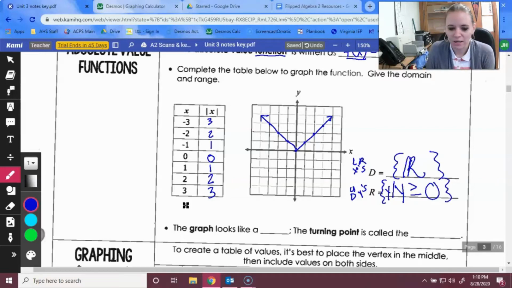So the absolute value function graphs typically look like a V. They are V graphs. And the turning point, right there, is called the vertex.